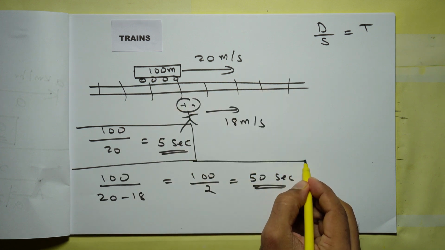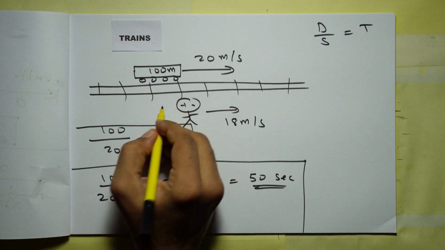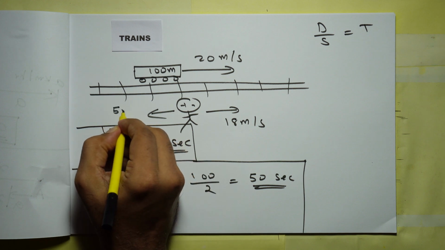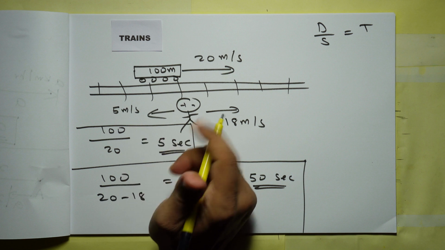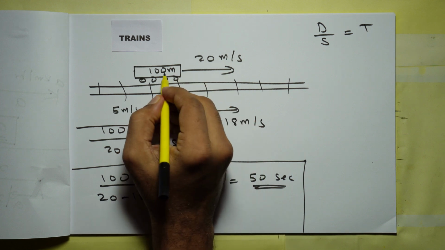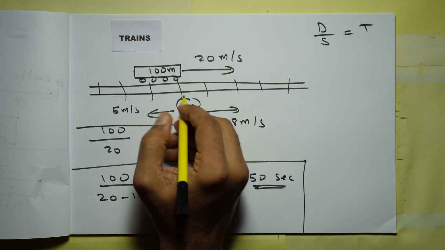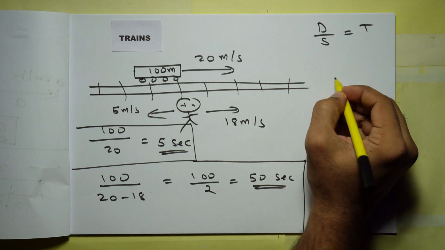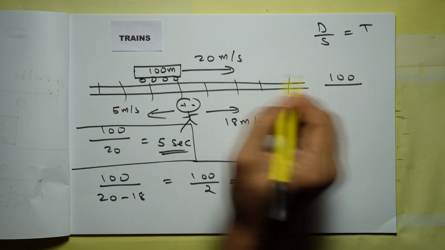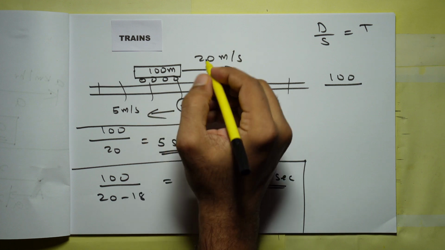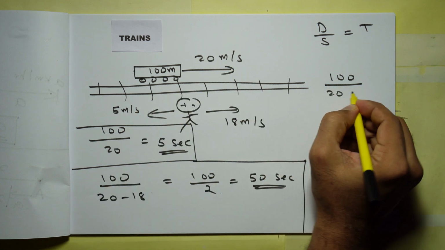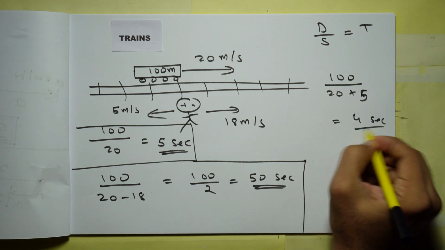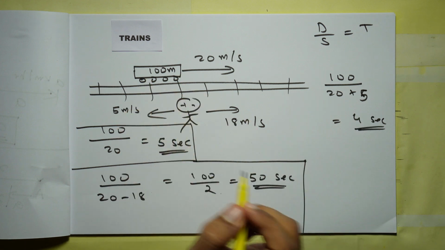Now let us look at one more situation. Assume that this person is moving in this direction, in the opposite direction, at, let us say, 5 meters per second. Now they are moving in opposite directions. So what is the time required for the train to cross this person? So relative to this person, its own body length has to be moved. So distance to be moved is its own body length 100 divided by relative velocity. They are moving in opposite directions. So relative velocity will be 20 plus 5. So 100 by 25 gives you 4. So in 4 seconds, this train will cross this person.